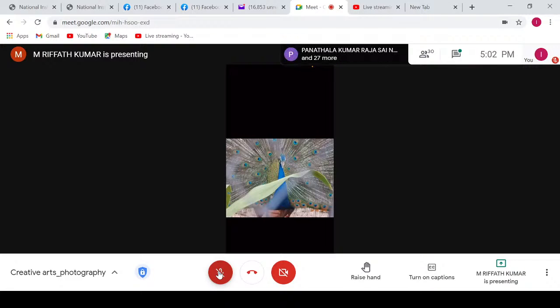Okay, it's a nice image, but I think the leaf in the foreground is a bit distracting. And I thought that you could have composed it much better than this, is what I felt. Okay, sir.